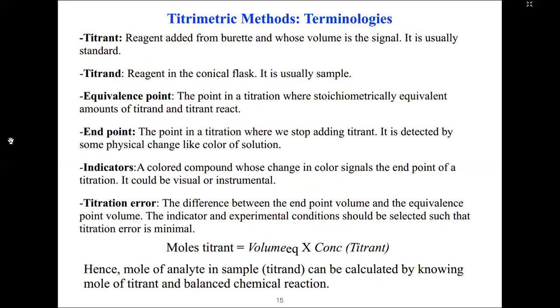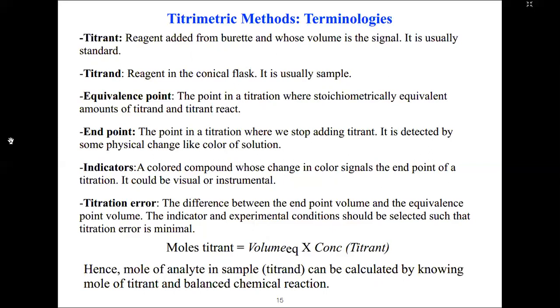Equivalence point. During the titration, there is a point where a stoichiometrically equivalent amount of titrant and titrand react. So remember, you are in chemistry. Stoichiometrically means in the balanced chemical reaction, okay? Like 2 NaOH reacts with 1 sulfuric acid, right? If they have the same concentration, that's when the equivalence point is obtained for sodium hydroxide and sulfuric acid.